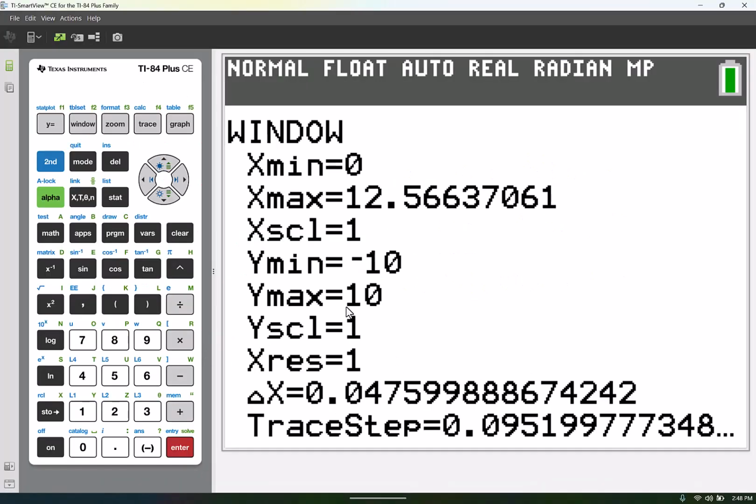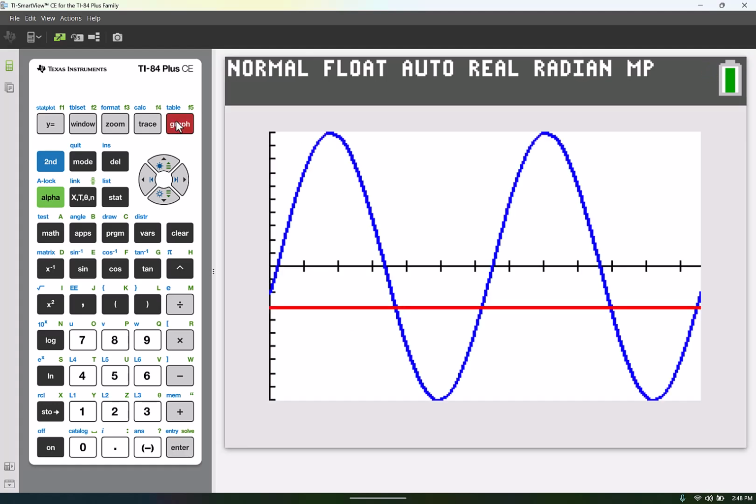Do you guys see how I did it? There it is. Mine's already negative 10 and 10. I'm going to push graph, and there's my graph. Estamos bien. All right. I'm going to find these intersections. 1, 2, 3, 4. I'm going to find the first two, and you guys find the last two. And let's see if they match.